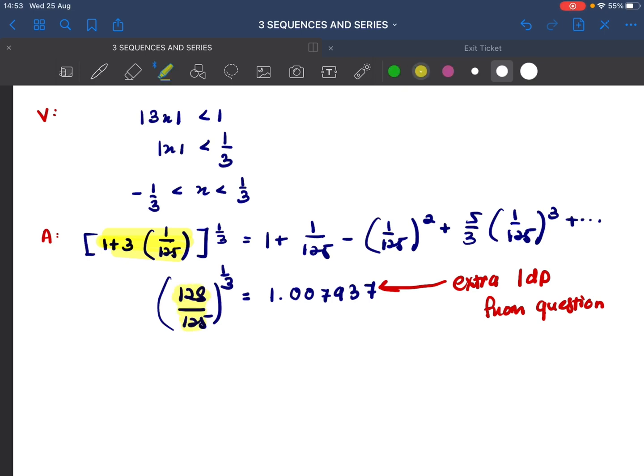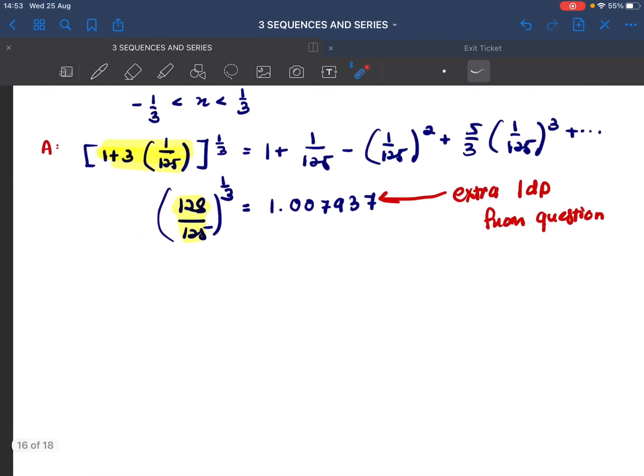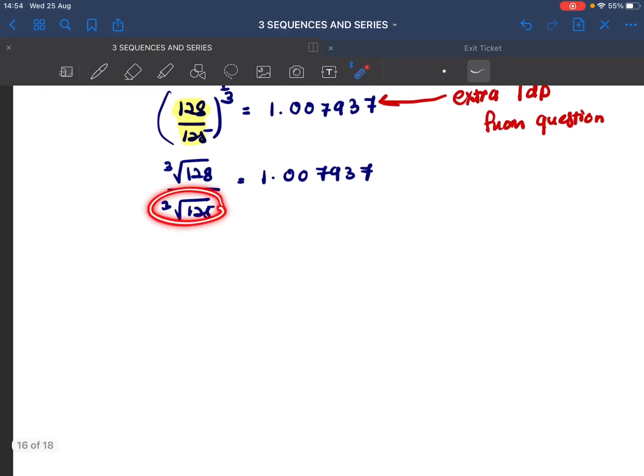So from here, we are going to find our cube root 2. We are going to create a cube root 2. How? We know that 128 over 125 to the power 1 over 3 is the same as cube root 128 over cube root 125. The right side is already done, just bring it, 7937. Cube root 125, we know that it equals 5. So no problem, write it down first, over 5.